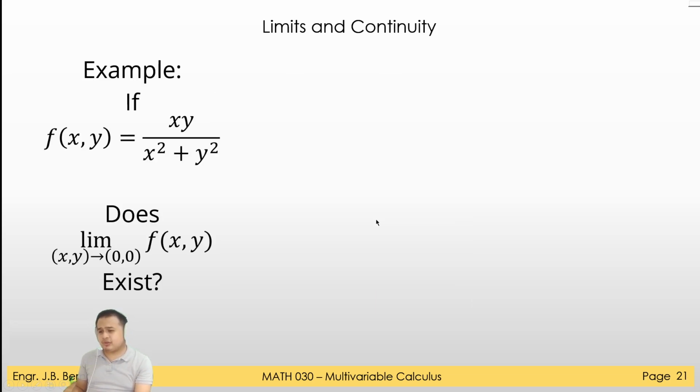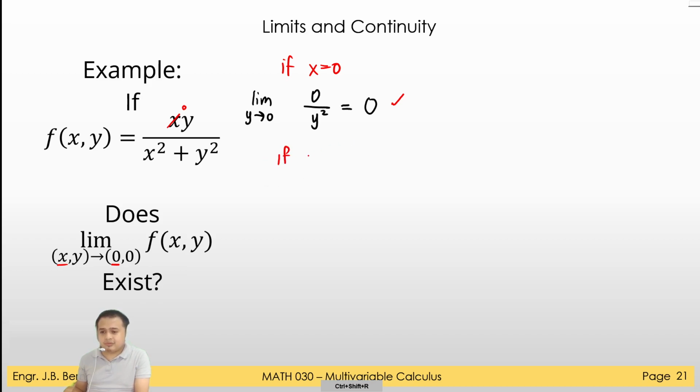So another one, we have another function here. If the function is xy over x squared plus y squared, does the limit of f of x, y as x and y approaches 0, 0 exist? So we can do that again. We can just substitute x equal to 0. This will become 0 over y squared, so the limit as y approaches 0 of this will be 0. Okay, we're good with that.